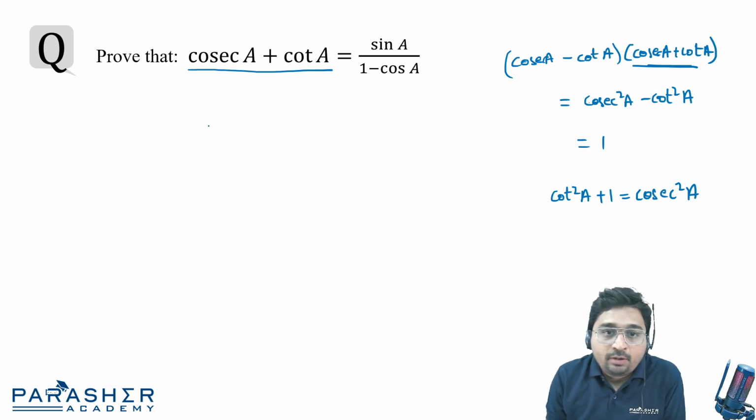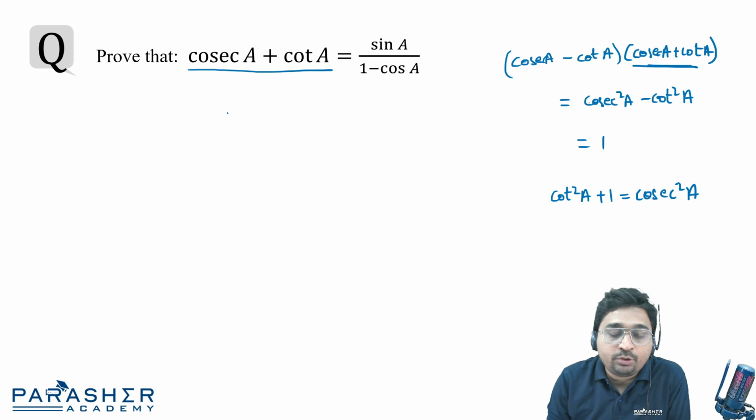Let me multiply numerator and denominator by cosecant A minus cot A. I don't know yet if this is the right approach, but no harm in trying. Trigonometry is all about experimentation. No harm in trying, so let me do that.